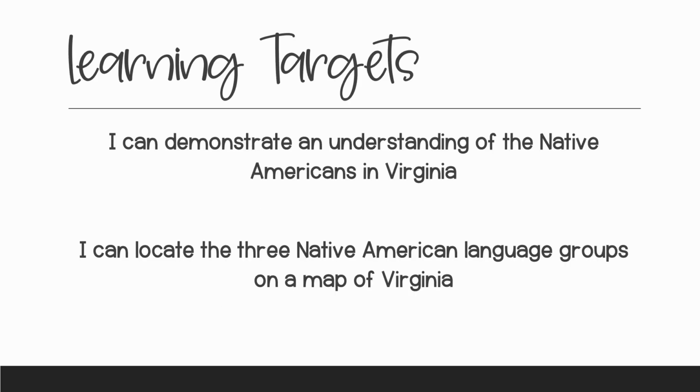And that's a wrap. Now that you've watched this lesson, you should be able to locate Virginia's Native American tribes and language groups on a map. This will take some continued practice, but you can always come back for review.